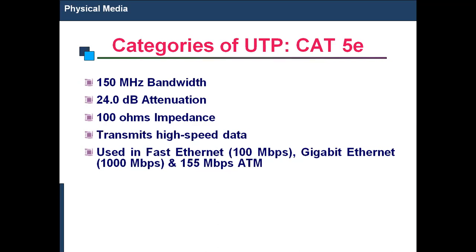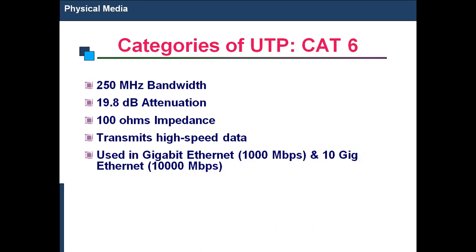The next one is the enhanced version of category 5, which is 5E. Here E shows enhanced. It supports a bandwidth of 150 megahertz with an attenuation of 24.0 dB and a load impedance of 100 ohms. It is also used for high-speed data transmission, which supports 1000 Mbps, that is 1 gigabit per second.